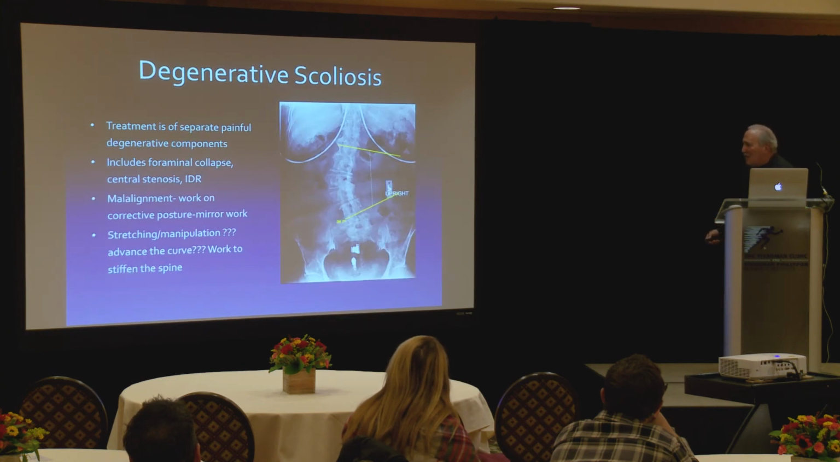Degenerative scoliosis is a problem because you're treating separate painful degenerative components. Look at the angulation of this vertebra. That's about 15 degrees. Do you think the guy's got foraminal collapse there? Probably. So do you want to treat that? Well, what happens to this lateral listhesis here and the angular collapse here?